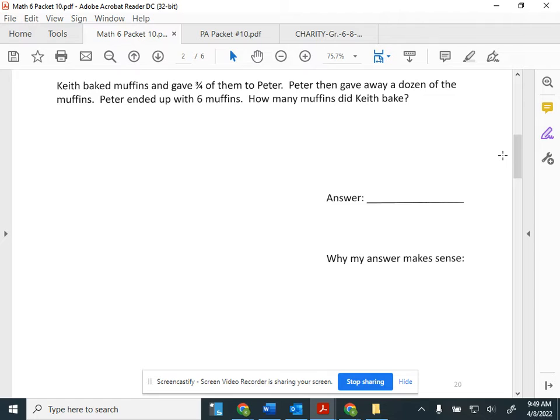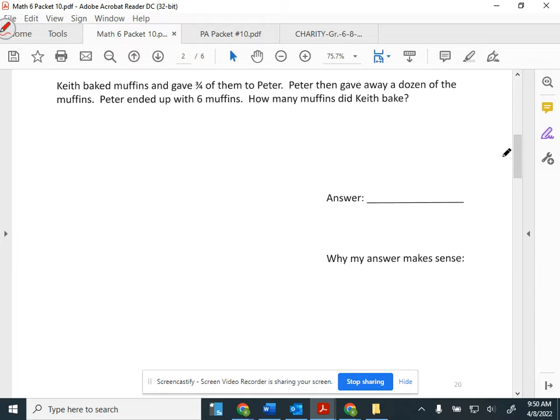Our next page, Keith baked muffins and gave 3/4 of them to Peter. Peter then gave away a dozen of the muffins. Peter ended up with 6 muffins. How many muffins did Keith bake? Now this is where I come back to my bar model. Love bar models for solving word problems.